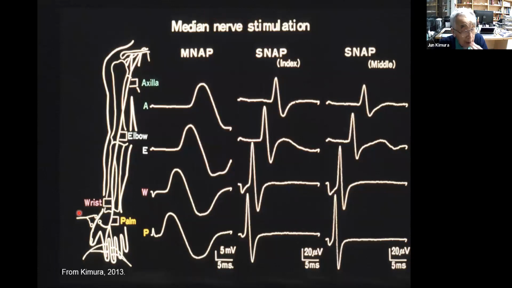So going back to the median nerve, as I told you initially, we stimulate the median nerve in the palm, wrist, elbow, and axilla, right? And these are 3-channel simultaneous recordings, yes? And we record the compound muscle action potential from the thenar eminence, mostly abductor pollicis brevis. And these 2 channels are antidromic recordings from the index finger, and this one is the index finger, yes, and this is the middle finger, right? Now, you look at this.